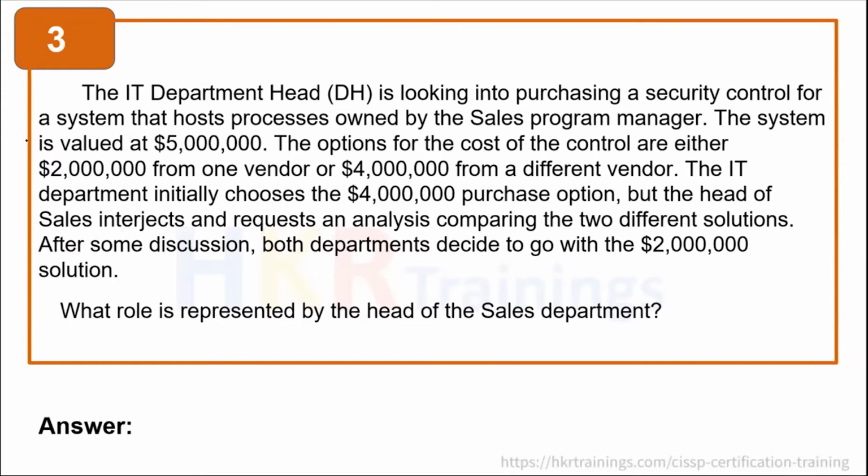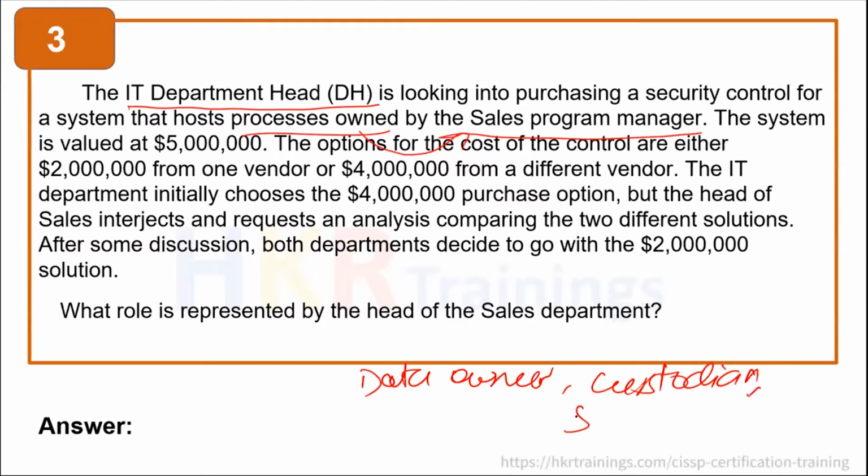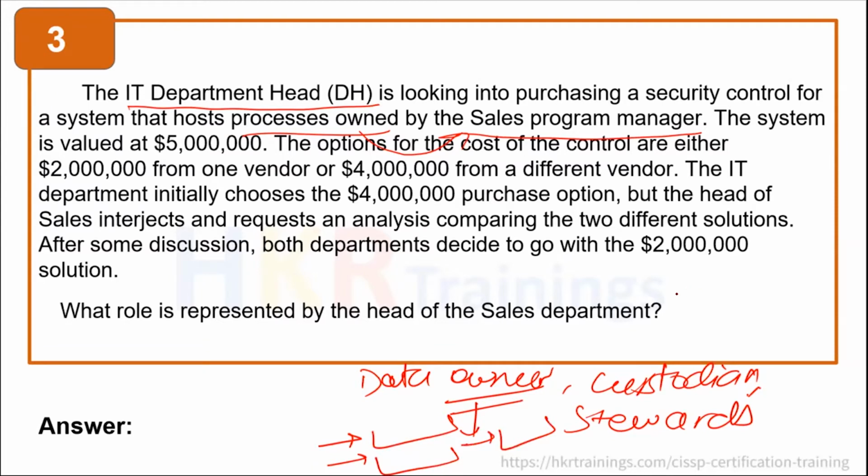So here are two people. One is the IT department head and the other is the sales program manager. And the process is owned by this person, the sales program owner. So what we discussed about roles and responsibilities, that there are data owners, there can be custodians, there can be stewards. What an owner does, as I've already mentioned, is define the controls that they require, the sensitivity of the data, who can see what, to what extent they can see, etc.